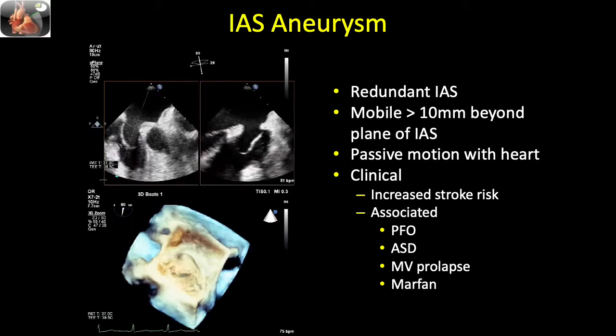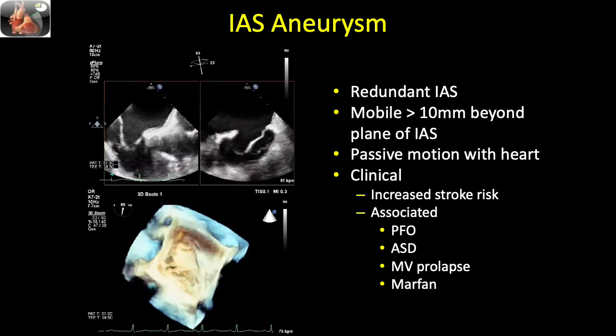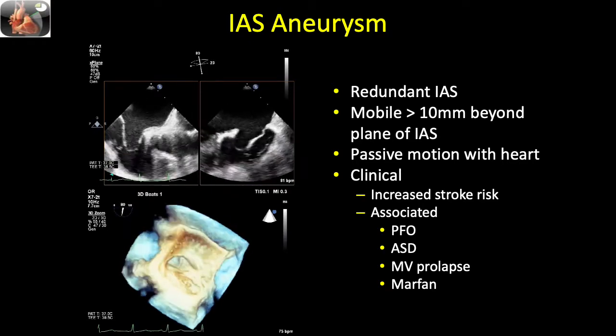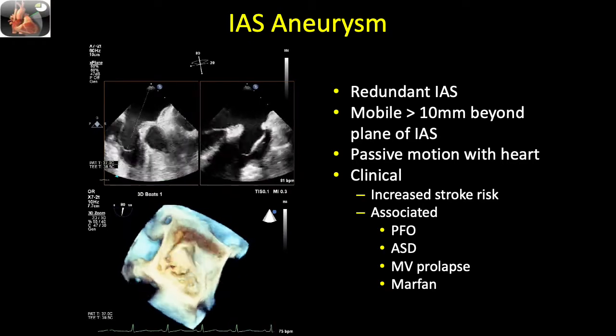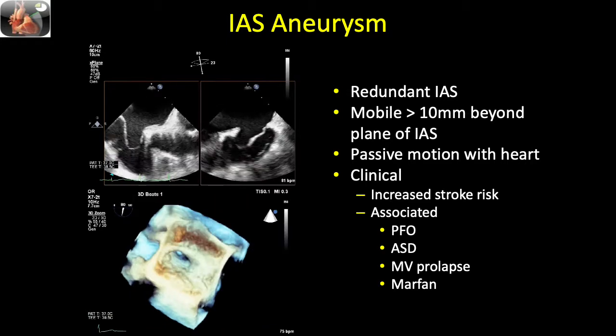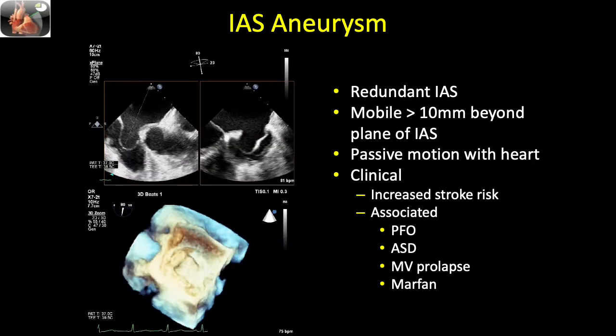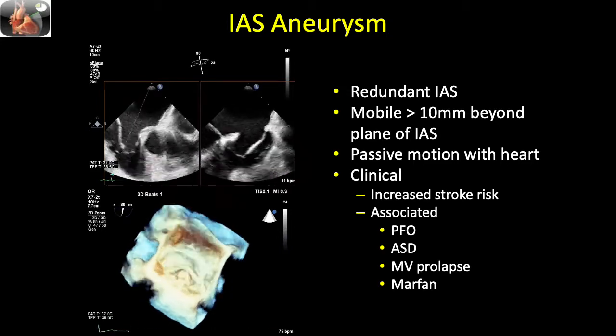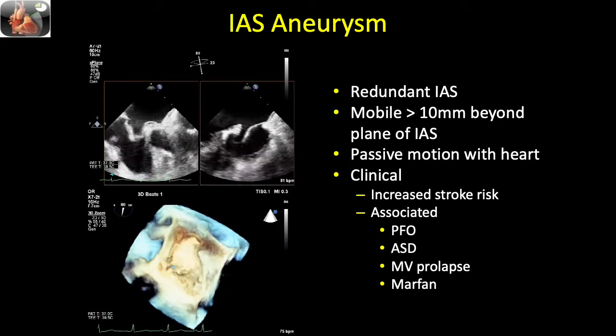It may develop from long-standing elevation of atrial pressures with bulging towards the lower pressure atrium. It is associated with atrial arrhythmia, ischemic stroke, and PFO. It can mimic a cystic mass.